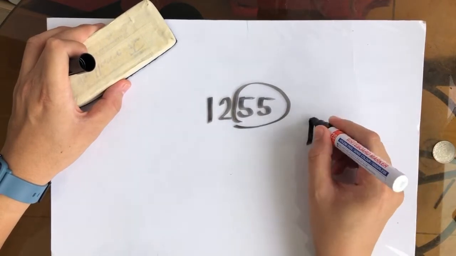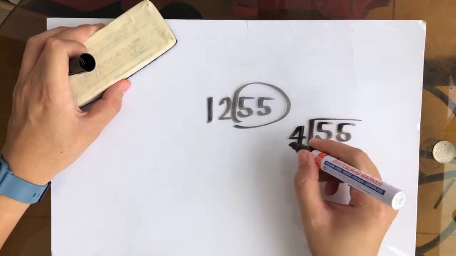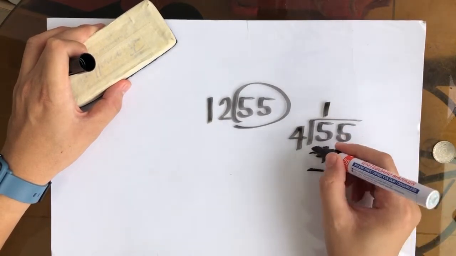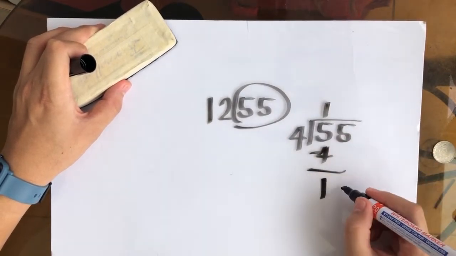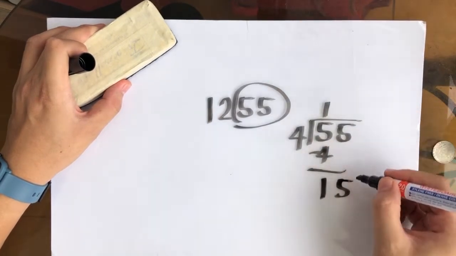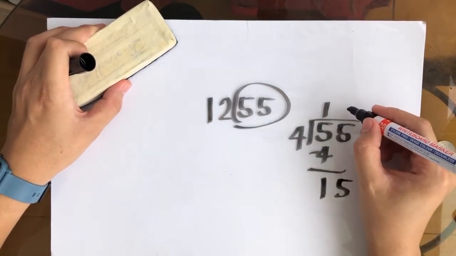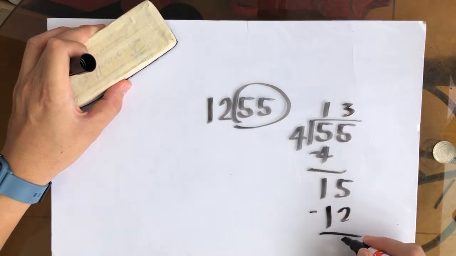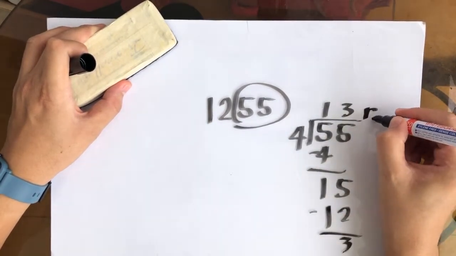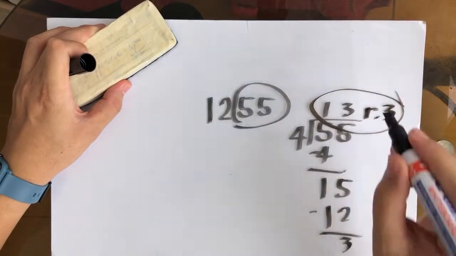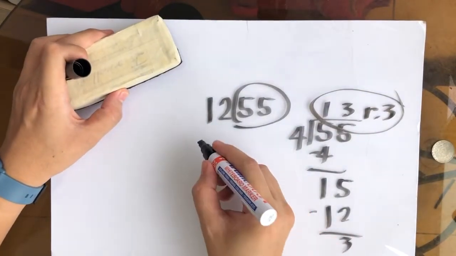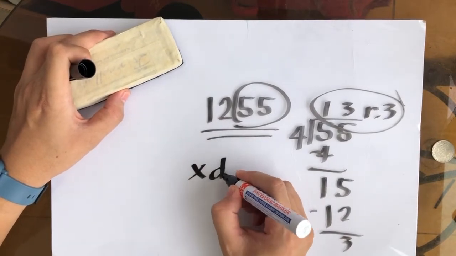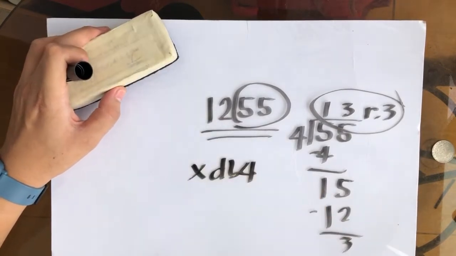55 divided by 4. This is 1. This makes it 4. 5 minus 4, that's 1. Bring down 5. Yan o. As you can see, the answer is 13. And then dito, meron tayong remainder 3. So, 13 remainder 3. Ibig sabihin, the original number is not divisible by 4. Okay?